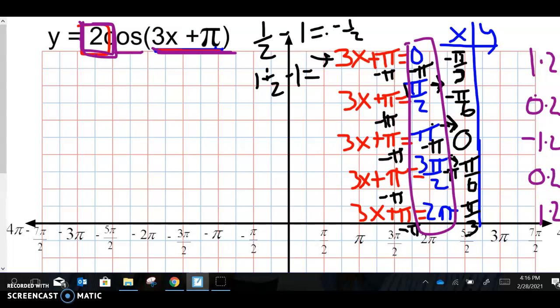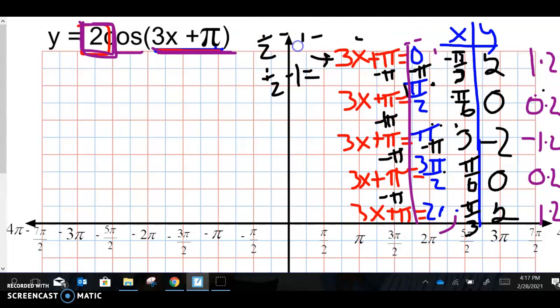1 times 2 is 2. 0 times 2 is 0. -1 times 2 is -2. 0 times 2 is 0. 1 times 2 is 2. And now I have my key points. I'm going to erase this mess so I can graph it. Okay.